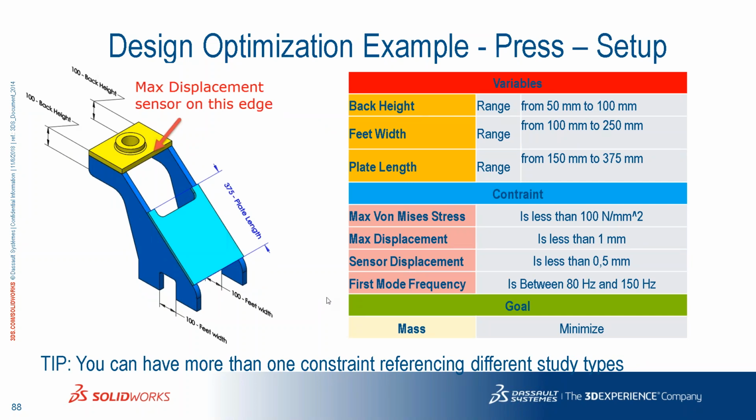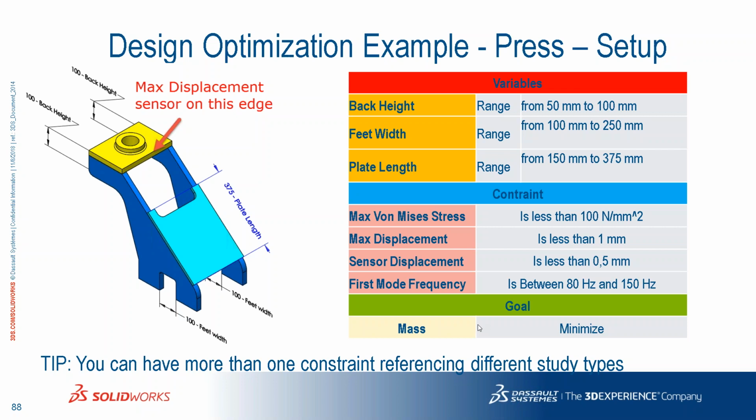It is 5 dimensions that are being changed. Then the constraints will be that the stress should be below 100 megapascals, the maximum displacement should be less than 1 millimeter, and then one sensor was put on at the center of the yellow plate, which should be less than 0.5 millimeters. And also the first frequency mode should be between 80 and 150. So you see it's very, very complicated conditions. And also the goal is minimizing the mass.